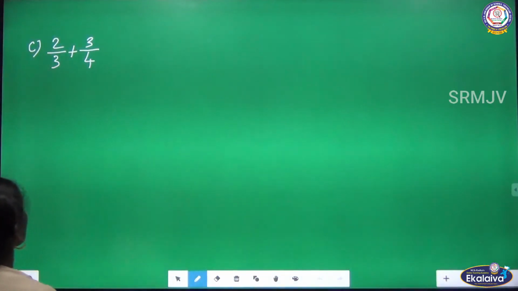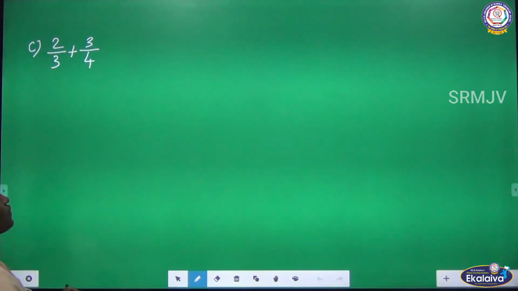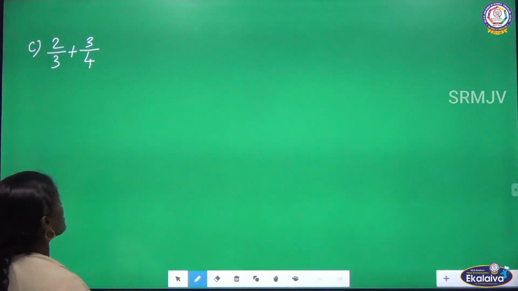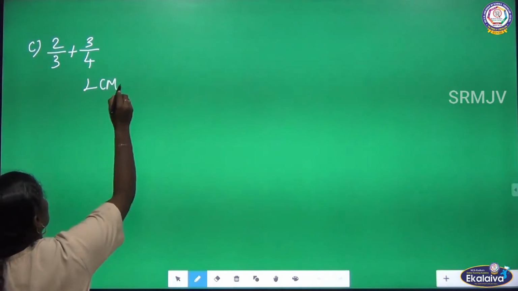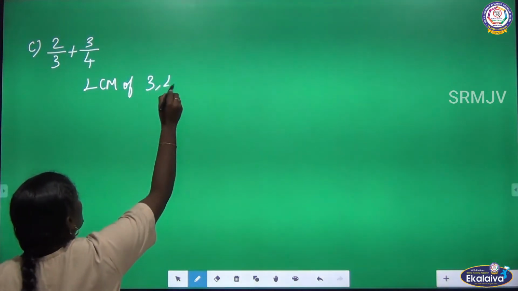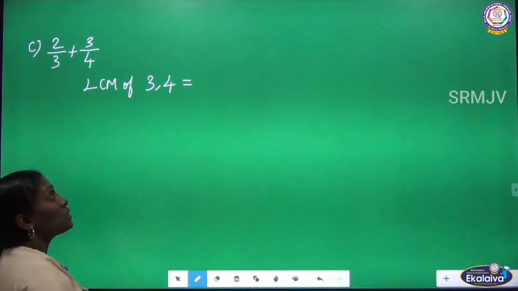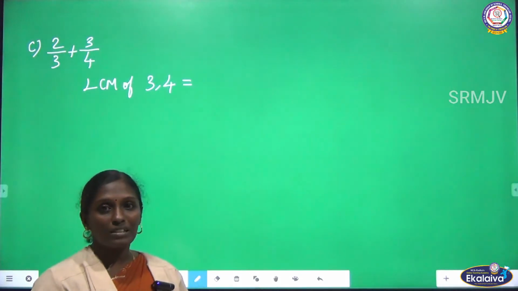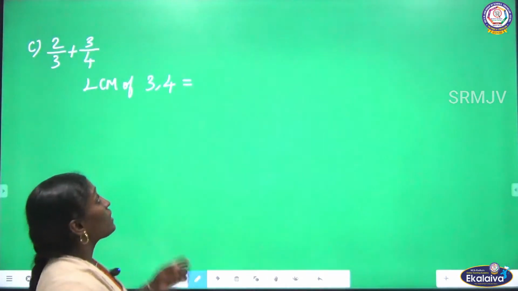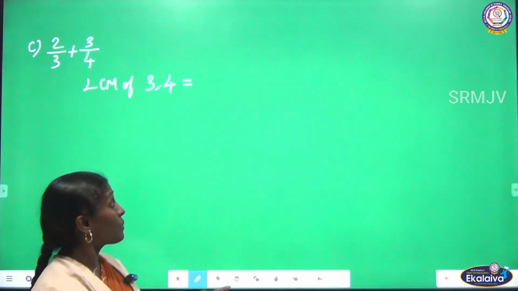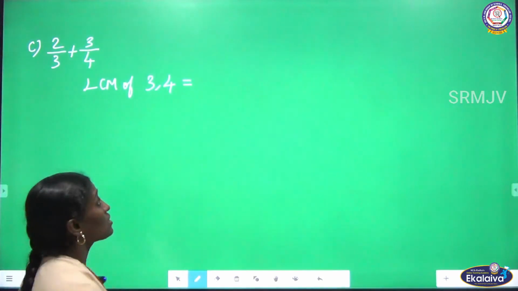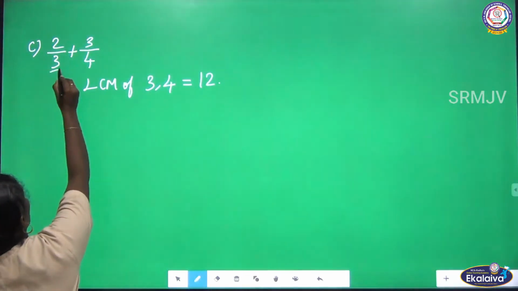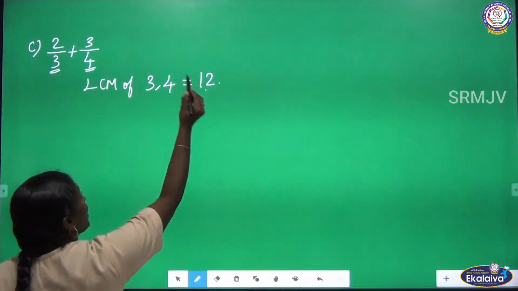Then the next question, 2 by 3 plus 3 by 4. Here also we have to convert the unlike fractions to like fractions. Okay, for that we have to find the LCM of the denominator numbers 3 and 4. Here see, the numbers 3 and 4 are co-prime numbers. These numbers are having 1 as the only common factor. So the LCM of co-prime numbers is the product of the numbers. So 3 4s are 12. 12 is the LCM. Now we have to convert the given fractions with the denominator 12.